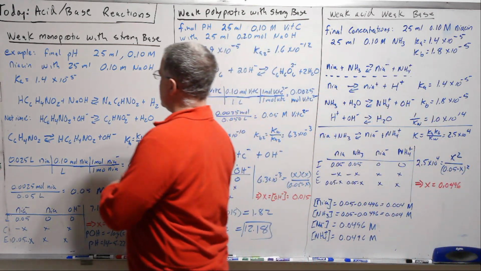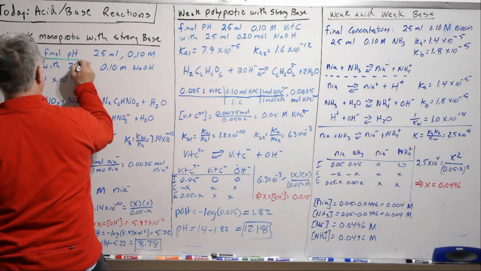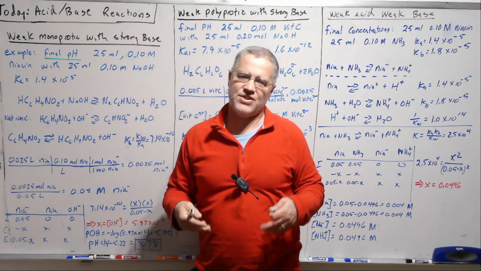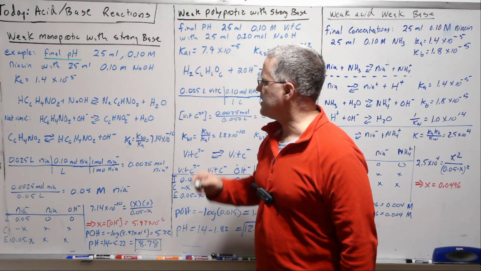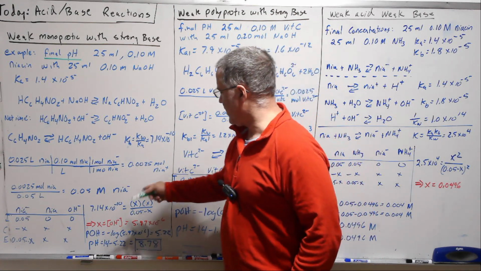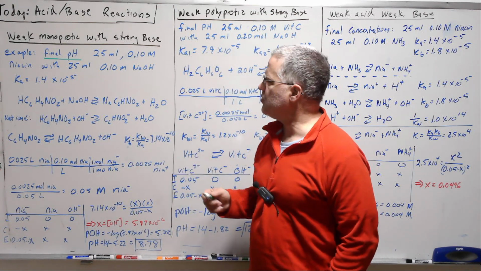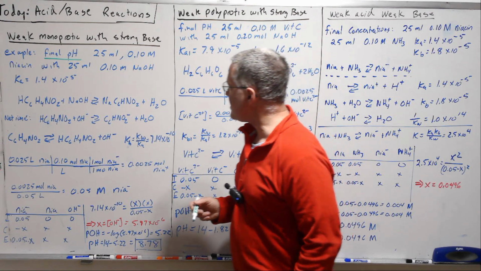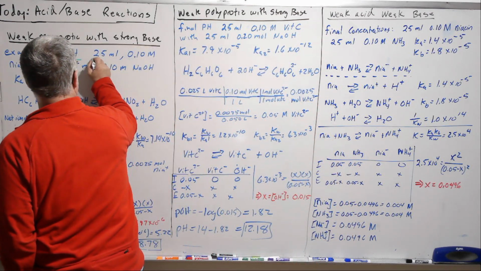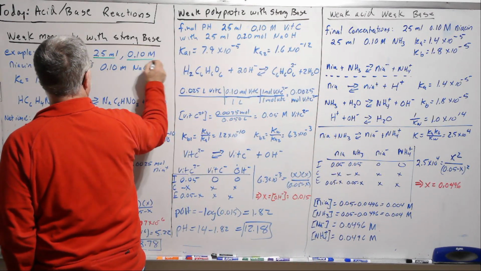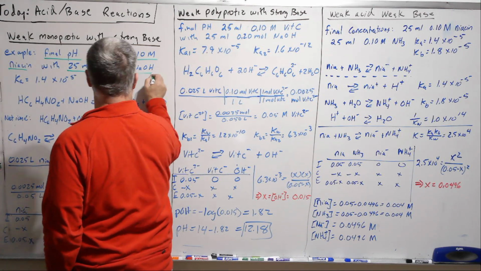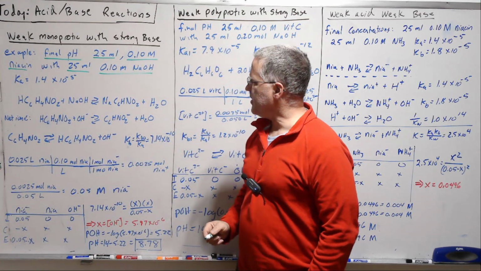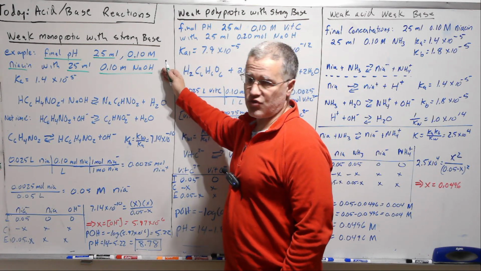Okay, so let's calculate, say, the final pH. What we're really saying is, let's just calculate the concentration of hydrogen in this case. But we could calculate any concentration because we'll be building it out of an ICE chart. So what's the final pH where we add 25 mL of 0.1 molar niacin and 25 mL of 0.1 molar sodium hydroxide? So sodium hydroxide is the strong base here.